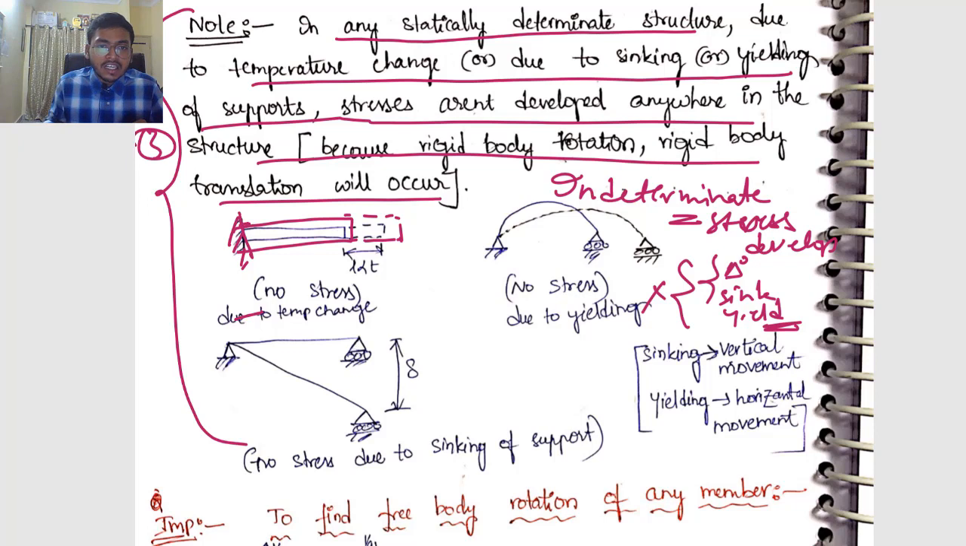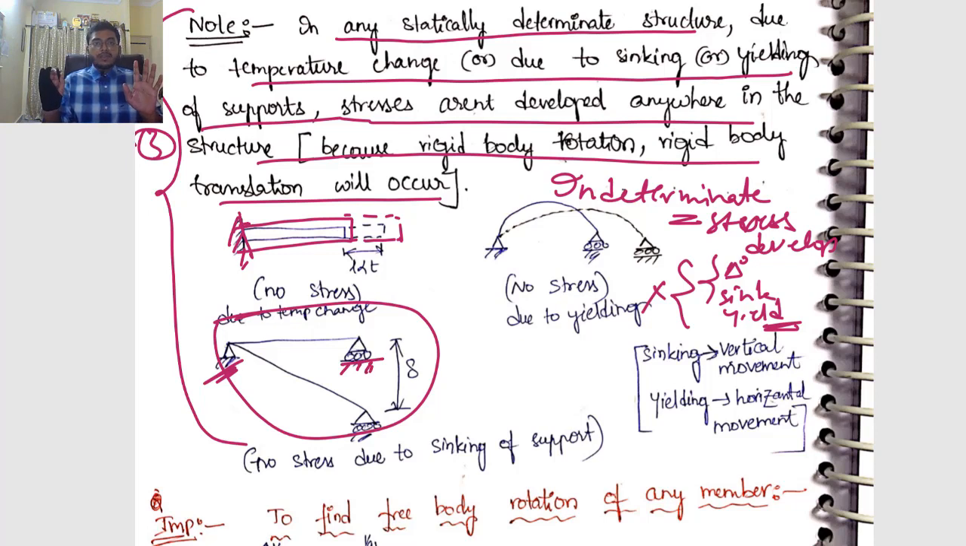If you have a determinate structure like this, so one side we have a pin support and the other side we have a roller support, so it is a determinate structure, right? If there is sinking, then what will happen? We have a rigid body translation. For example, let me say this is pin and this I have a roller support. So if this support is sinking, you can see it is a perfectly straight line, right? Rigid body rotation is occurring.